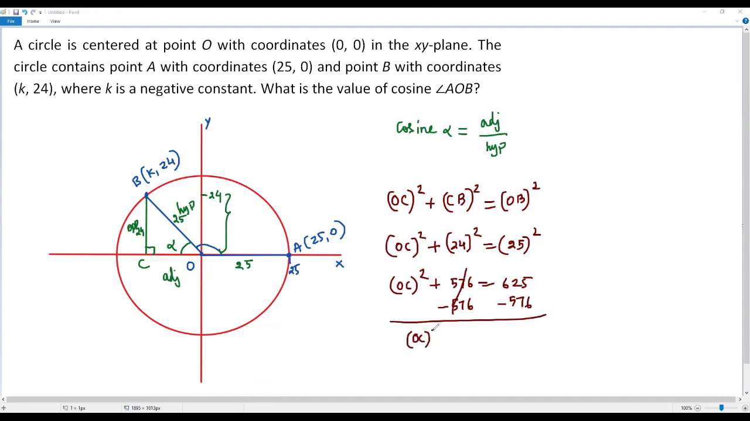I am getting OC square on the left side. On the right side, when I simplify this one, I am getting 49. Now to get rid of the exponent 2 over here, we have to take square root on both sides of this equation. On the left side, the square root and square will cancel out. I am getting OC. And usually when we take square root on both sides of an equation, one of the square roots will cancel out. And for the other square root, we will consider positive or negative sign.